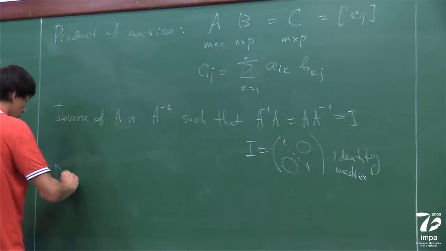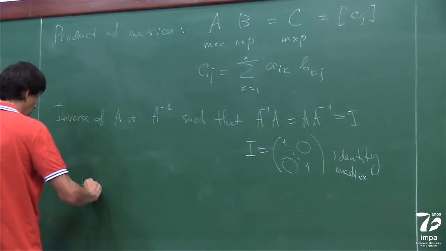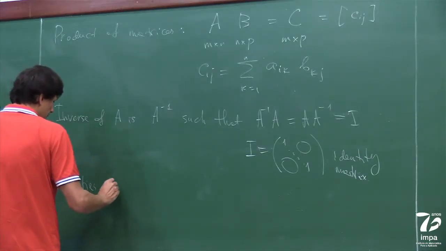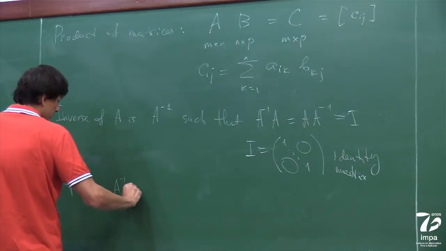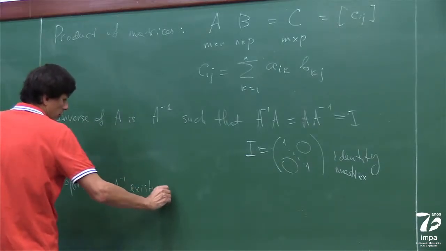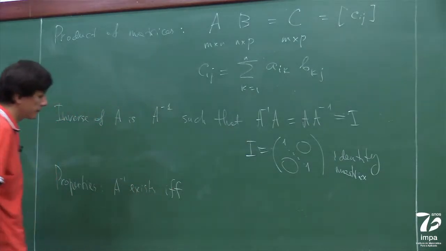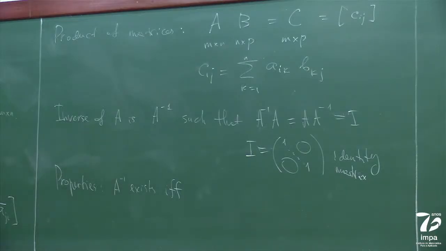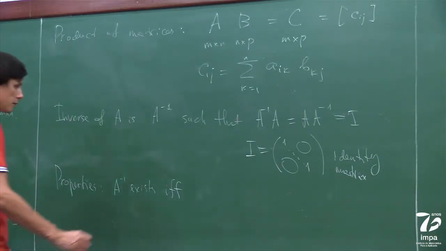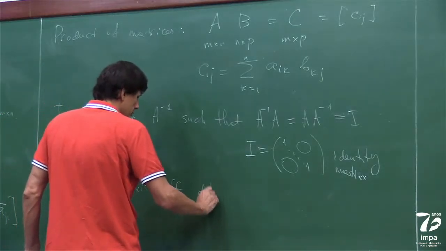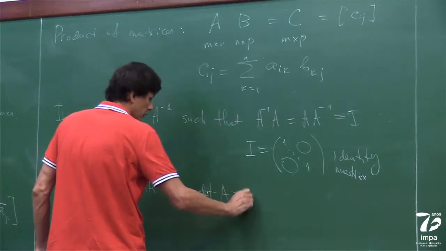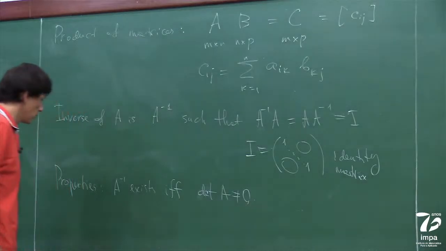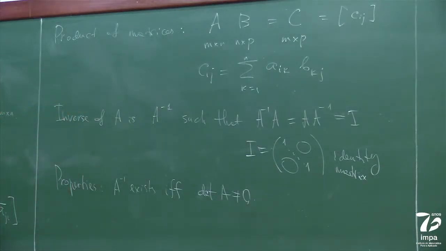Okay, so we have properties. The inverse matrix exists if and only if, which is usually written iff, its determinant is non-zero. That's another way to say that A^-1 exists. Determinant, I hope you remember.